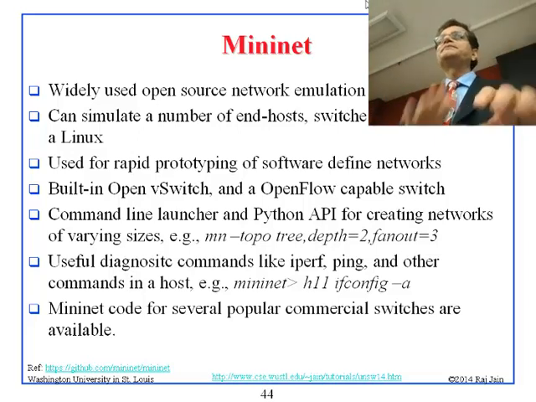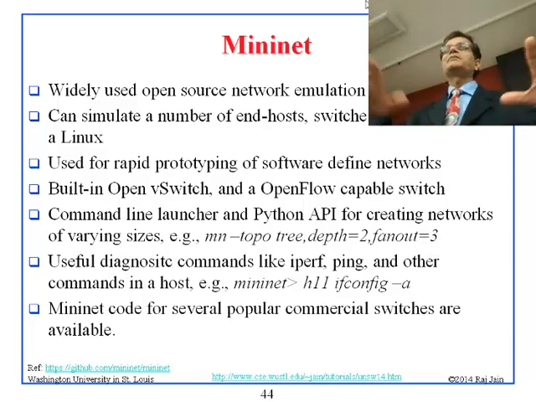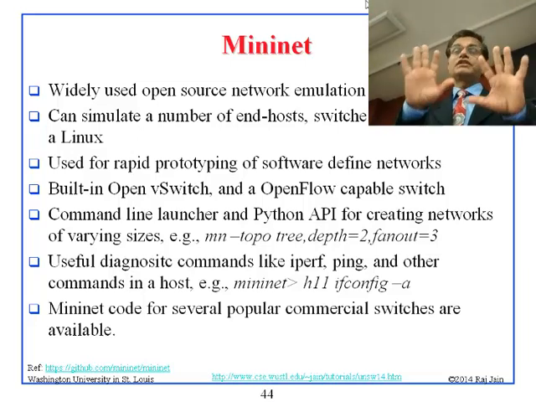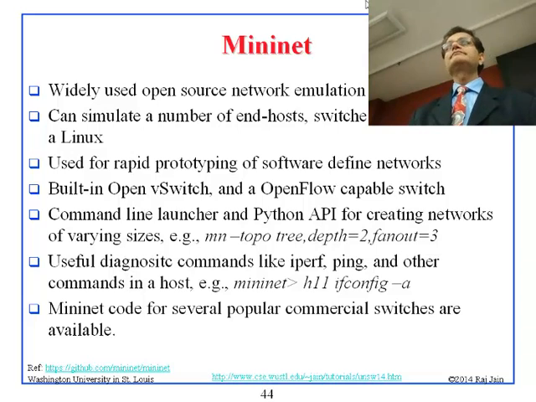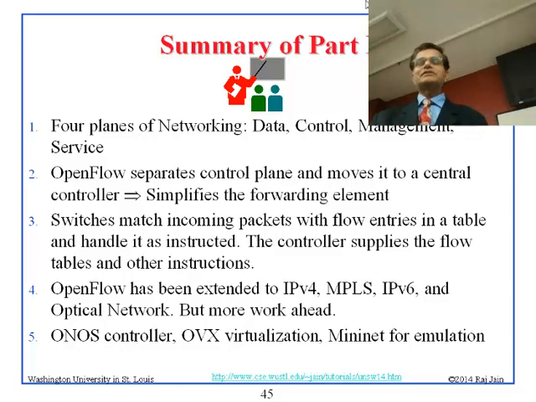Raspberry Pis to make your switches and connect them together and have this little computer as a controller. Physical switch and physical network. If you don't want a physical network, you can do it with Mininet. Virtual network, right? Okay. All right, that brings us to the end of this part one.